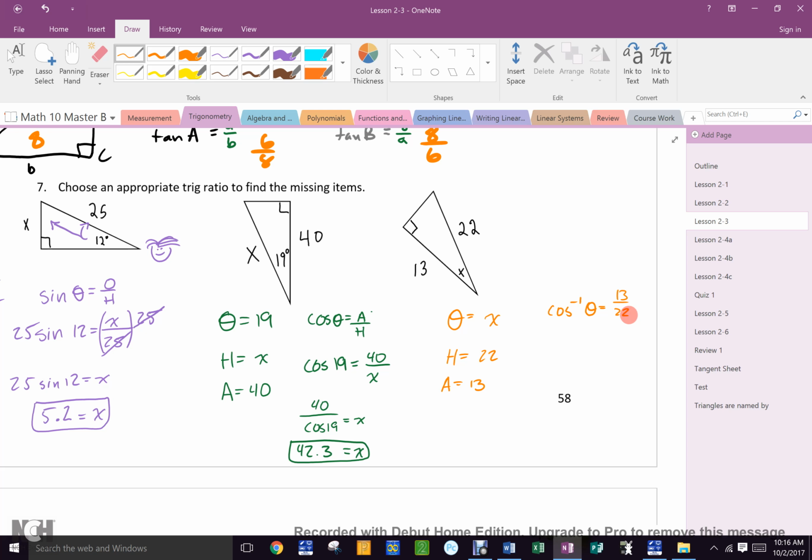And remember, do we do decimal points with degrees? No. So what do we round the degrees off to? Unless otherwise instructed. Whole number. So how big is theta? 54 degrees. Can everybody do the theory?